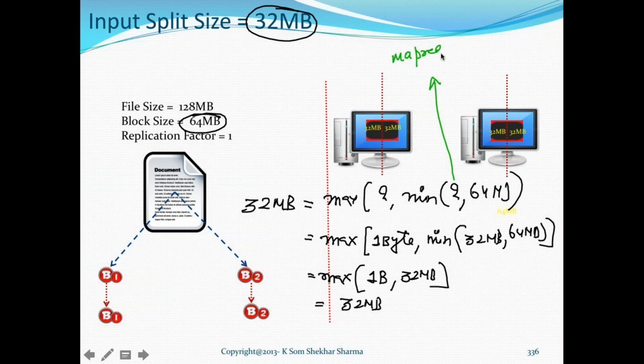MapRed dot max dot split dot size is equal to 32 MB. So you will have to change this value to 32 MB, and then you will get your input split size as 32 MB.